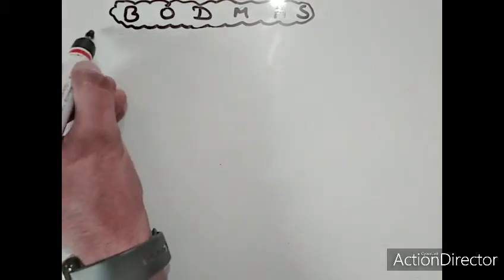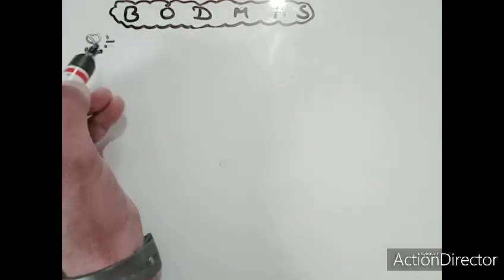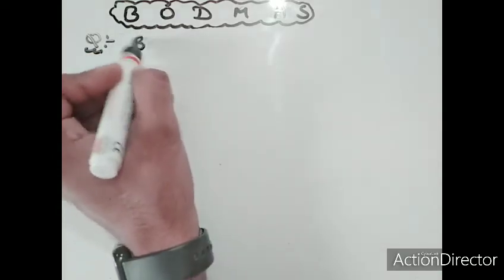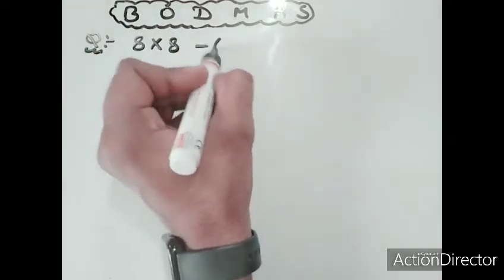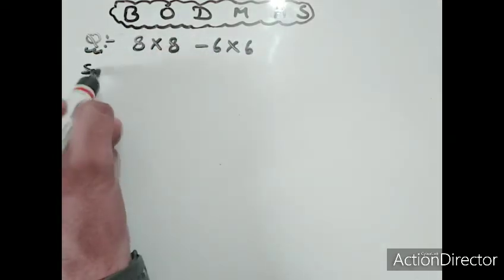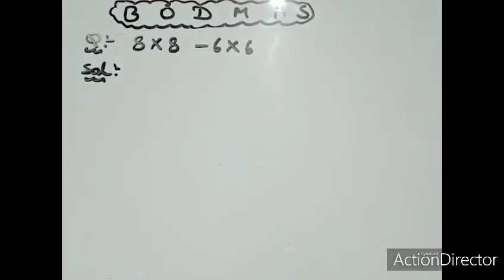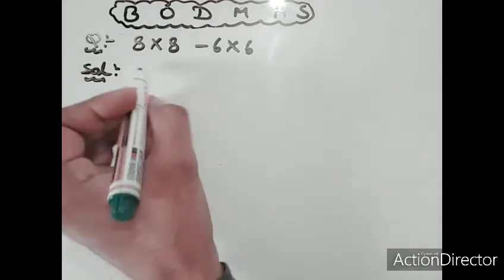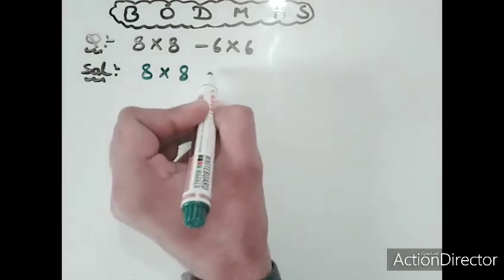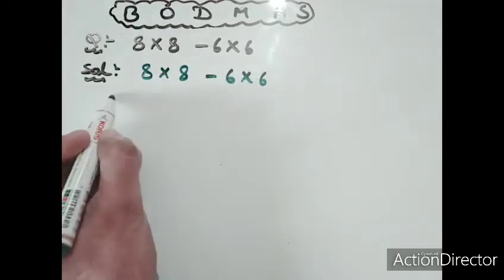Now students, here we solve the next question. The question is 8 multiplied by 8 minus 6 multiplied by 6. So here we write 8 multiplied by 8 minus 6 multiplied by 6.